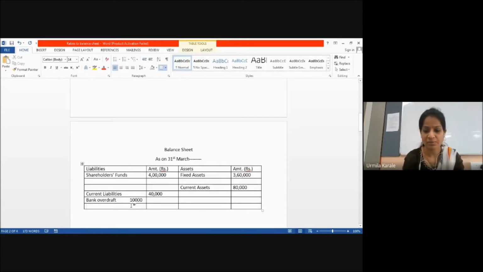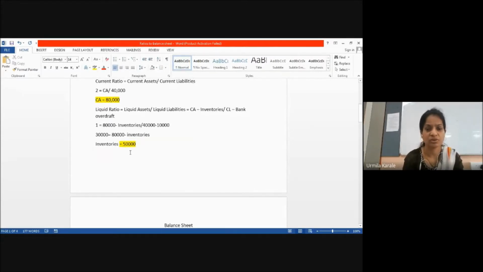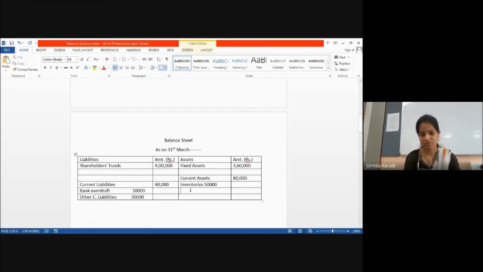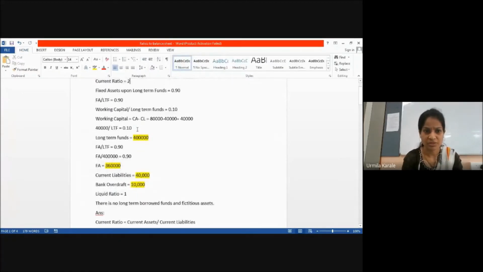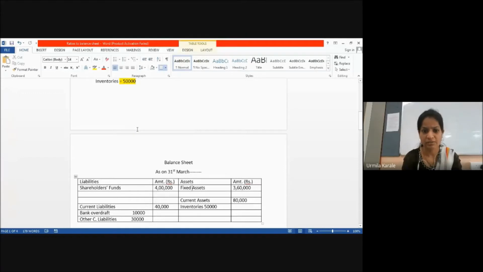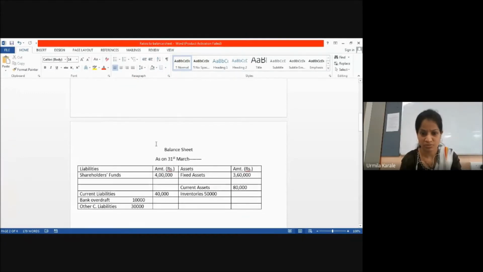Then the remaining amount is 30,000. Since we don't know what this amount is, we'll consider it as other current liabilities. So current liability may say overdraft is 10,000 and other current liabilities are 30,000. In current assets, I guess we have inventory. Let's check. Inventory is 50,000. We don't have any other asset mentioned here, or any other element. We can check all the things we have written. We just have to do the total and put this information properly.